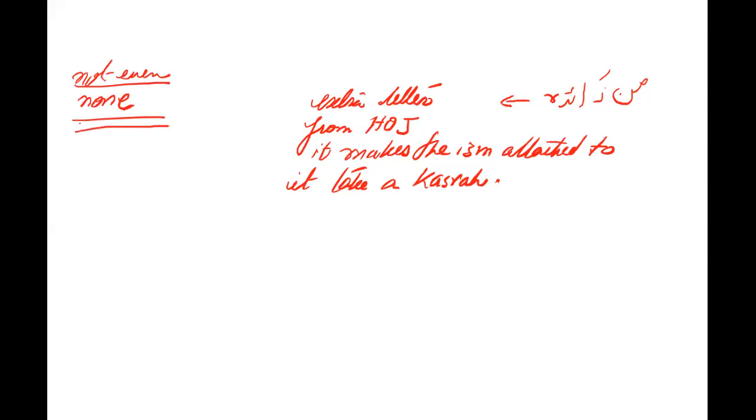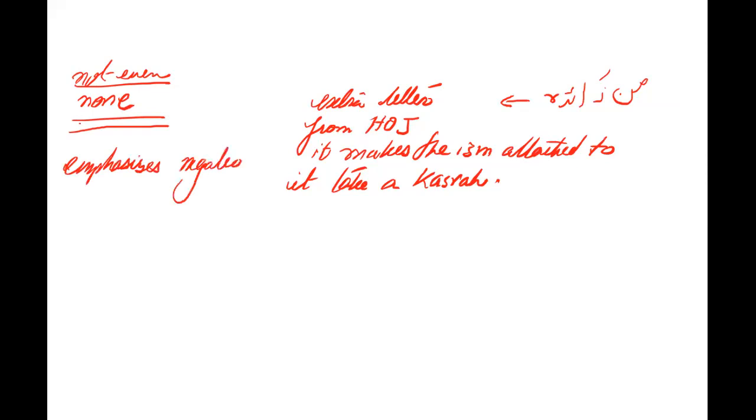Like we say, she doesn't even have a book, or no leaves fall, or none of the leaves fell. Just simply negation, negating something. So that is the meaning. That's why min zaida is used for negation. It makes emphasis on the negation. It should come only with a fa'il or maf'ul.